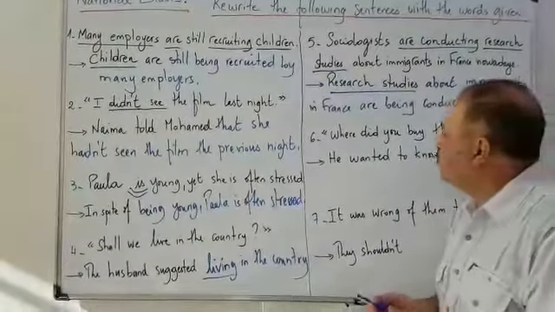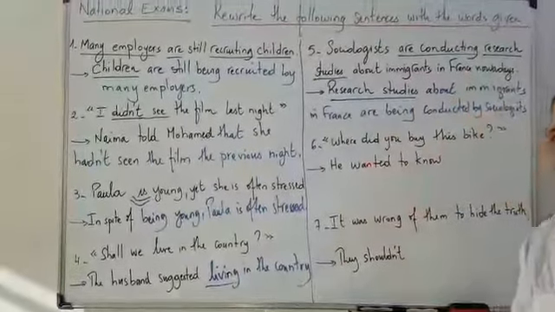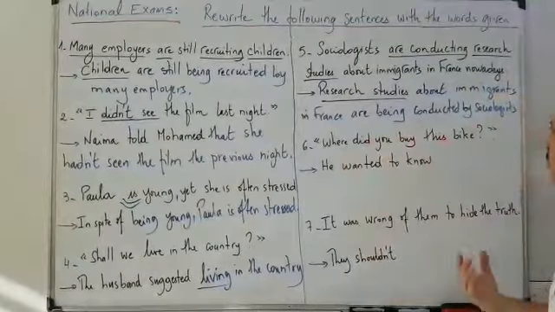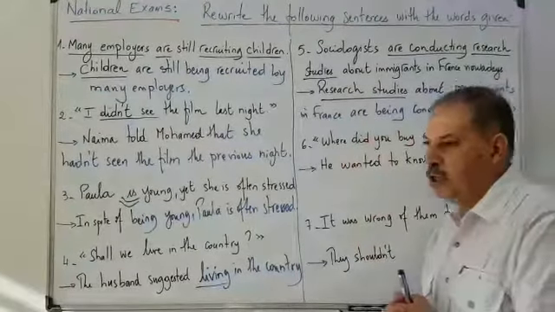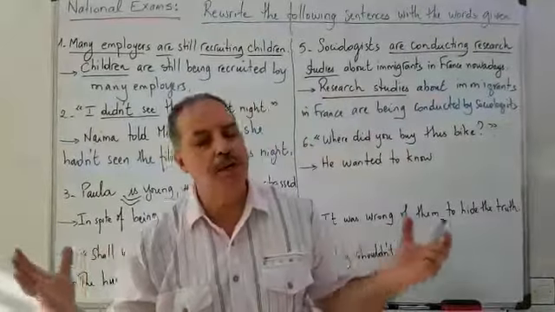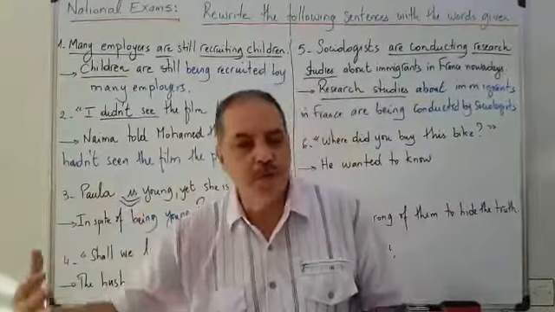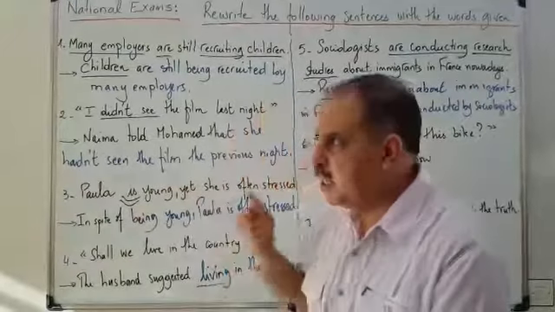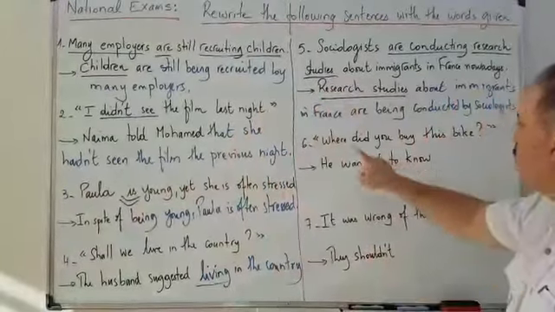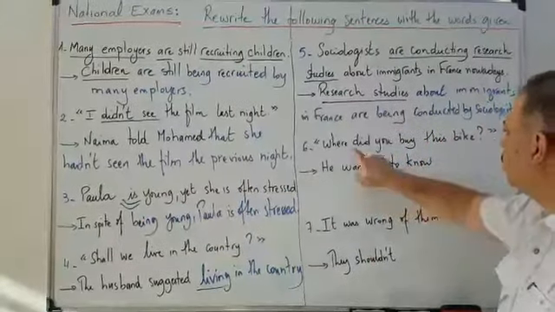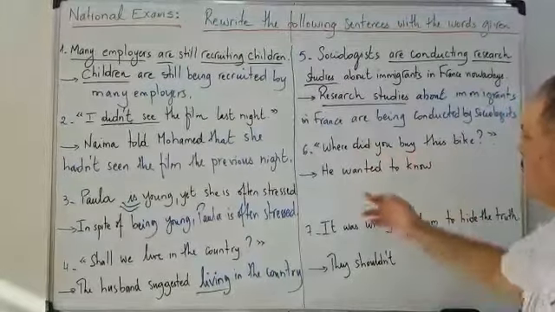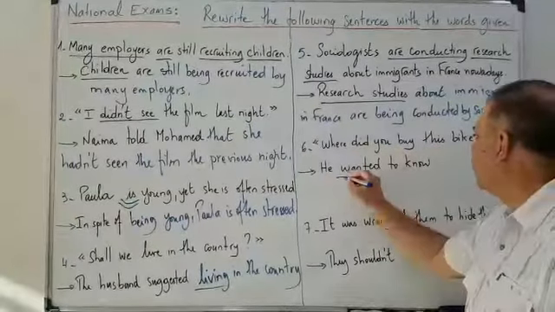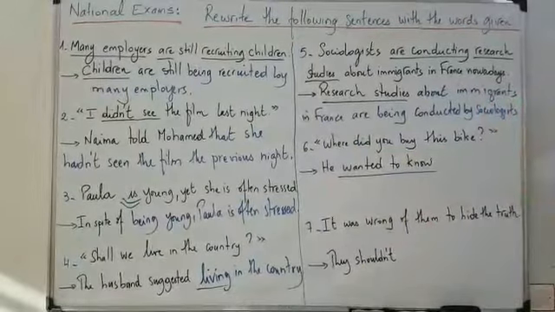Now, number 6. Look at this exception here. I've chosen to talk about this because it's a question: Where did you buy this bike? You should pay attention in reported speech when we have a question, because there are different kinds of questions in reported speech. Here I have chosen this one. Look, it's a WH question: Where did you buy this bike? And they ask us to report. The reporting verb is this one: He wanted to know.